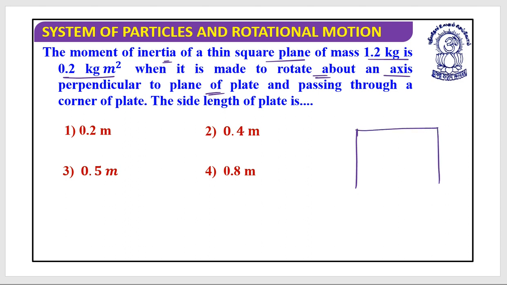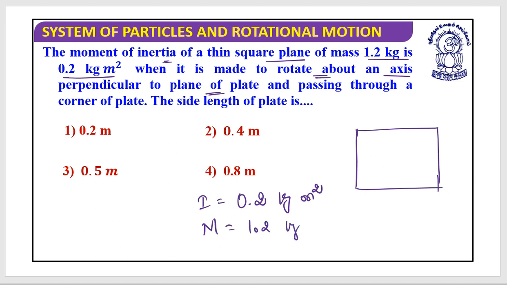Something like this. It's a square plate. The moment of inertia of a thin square plate, mass 1.2 kg and moment of inertia is given, it's 0.2 kg meter square. Great. And mass is given, it is 1.2 kg.